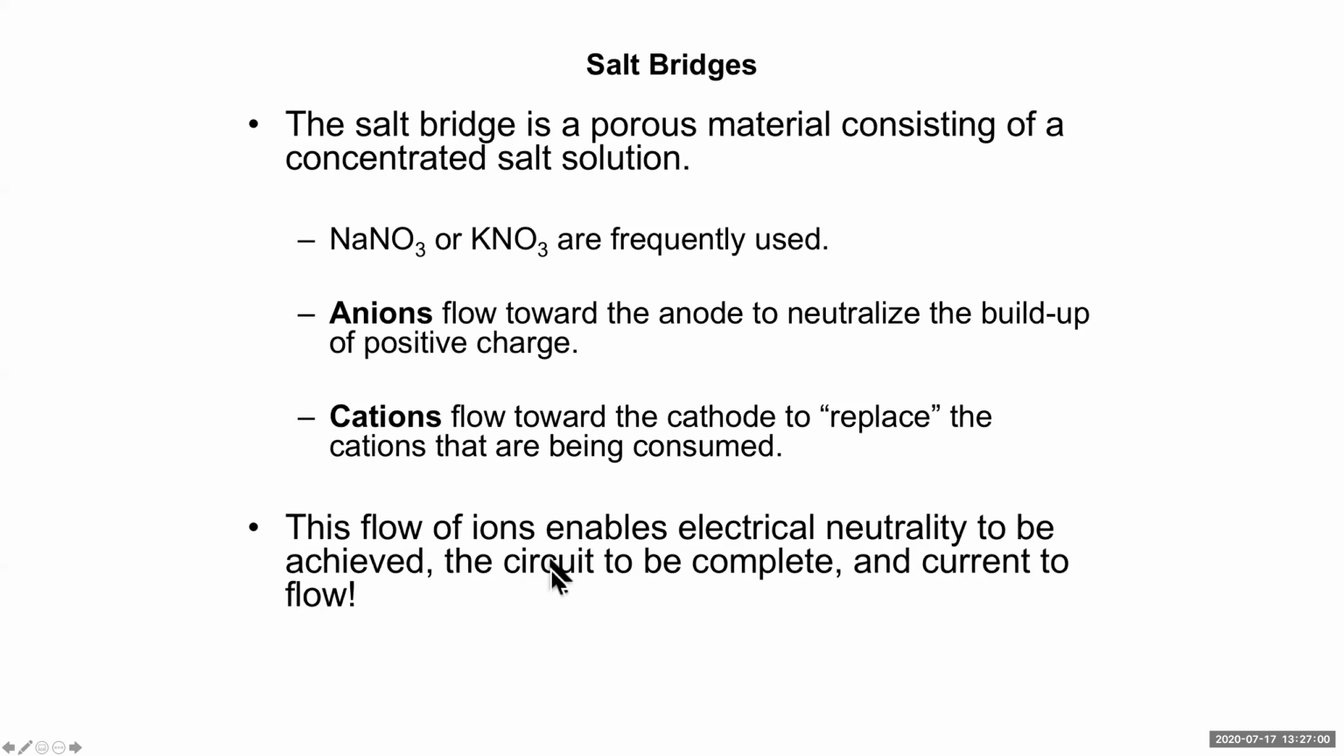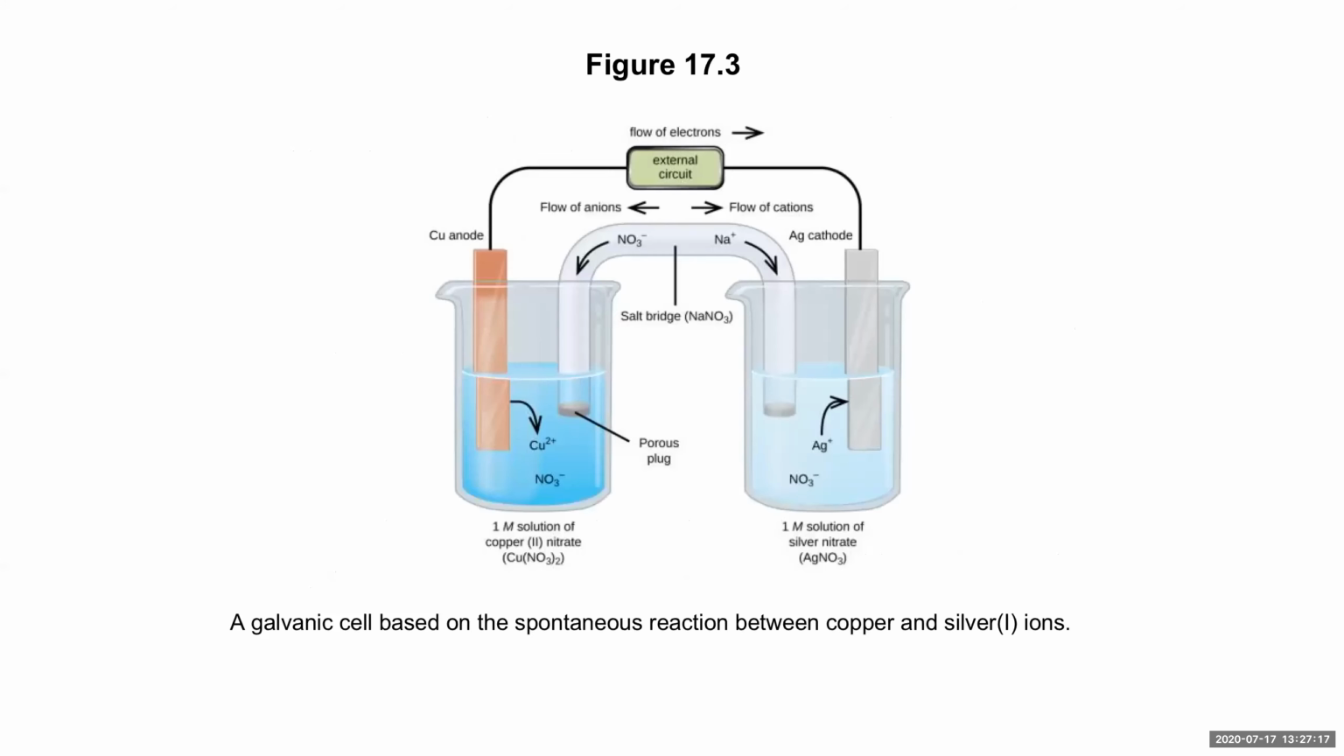So the last statement tells you what the salt bridge does. The flow of ions enables electrical neutrality to be achieved, and also the circuit to be complete, and current to flow. So here's the same cell, a summary of that cell with all the parts explained now.